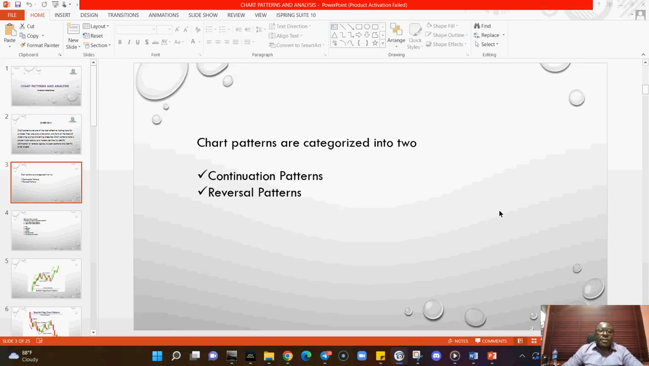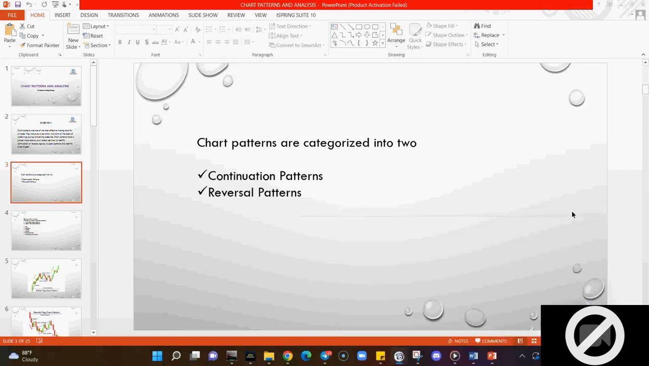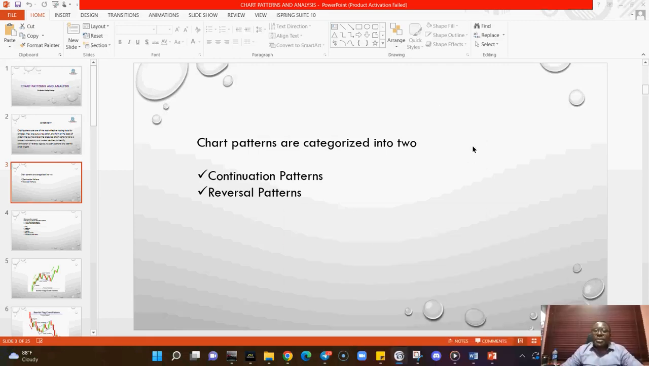The patterns are categorized into two. Continuation patterns and the reversal patterns. Everybody can see it and it's recorded so you can have your video secured. So that's the foundation. Now we are looking at those environments.